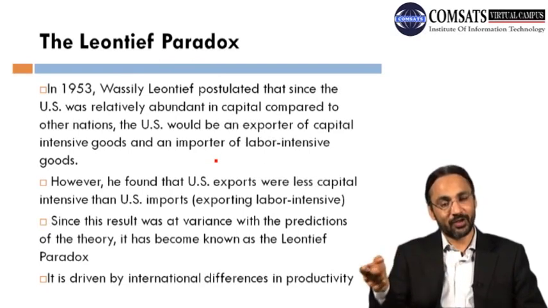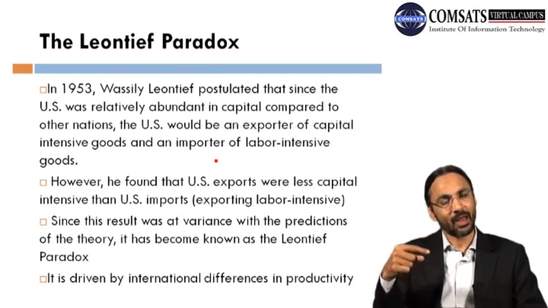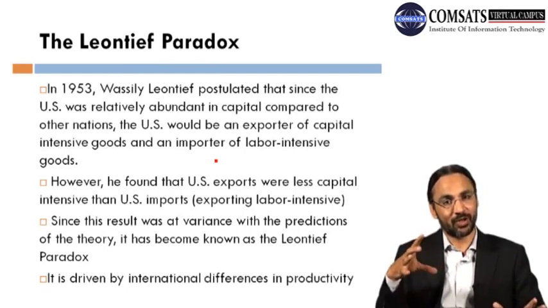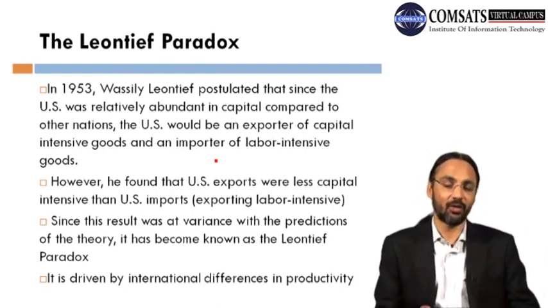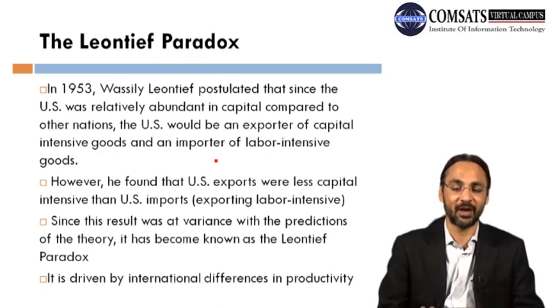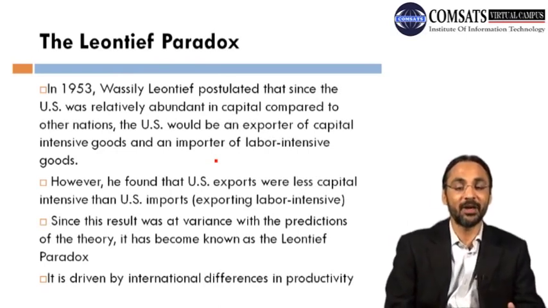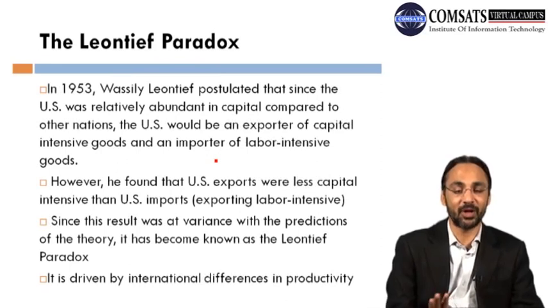We are following the factor endowment concept, and we are also following the comparative advantage concept. Comparative advantage is when they are efficient in producing something, they have to focus on those things. And Leontief is saying that the U.S. is comparatively abundant in capital as compared to other countries.